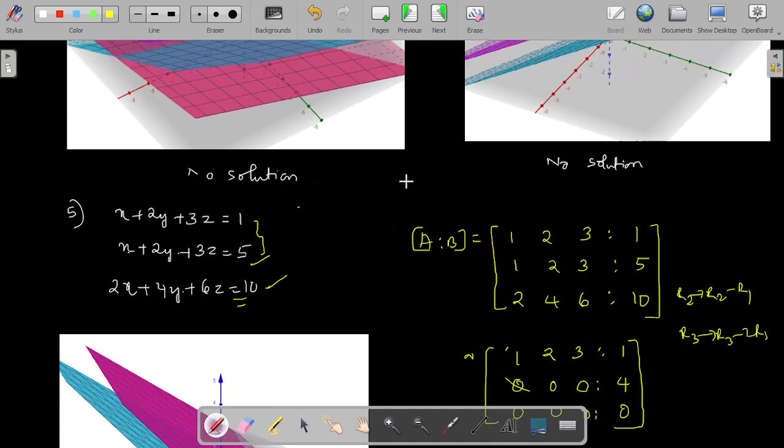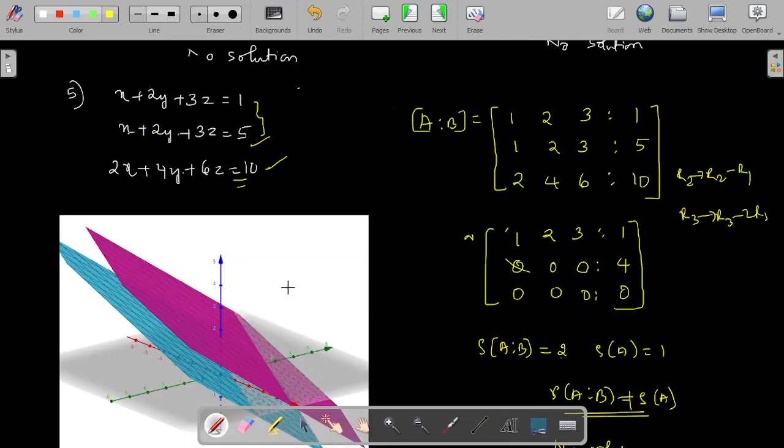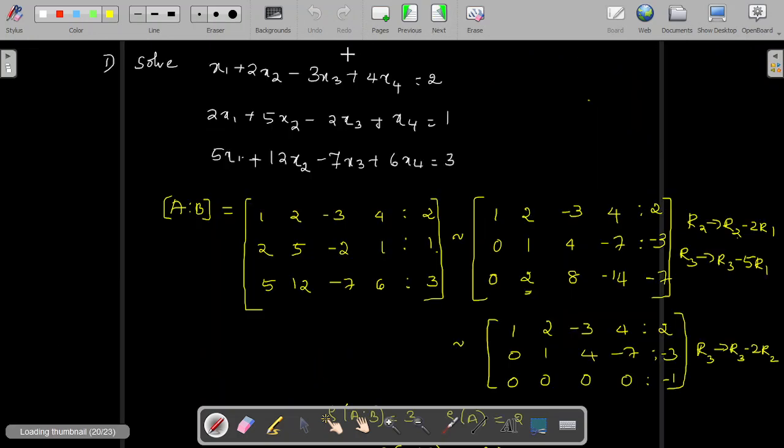But in this case, the first equation and second equation are parallel planes. Therefore they won't intersect. Though the third plane is coinciding with the second plane, you do not have any point of intersection as the first two planes are parallel. Hence there won't be any solution. If you want to prove it algebraically, construct the augmented matrix like this, reduce it to echelon form. Now we get that rank of augmented matrix is equal to 2 because of 2 non-zero rows, and rank of A is equal to 1. Ranks are not equal, hence the system is inconsistent. So these are all examples where you had three equations and three unknowns, two equations and two unknowns.